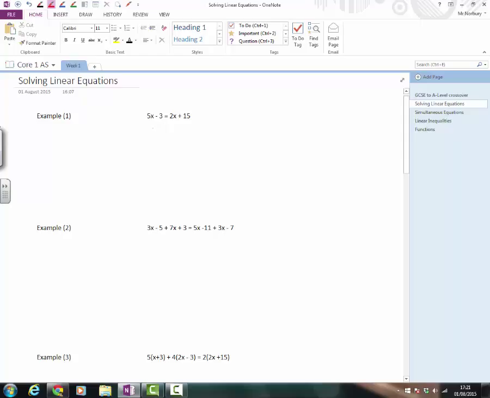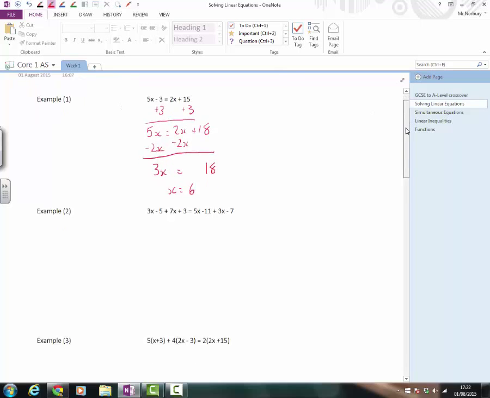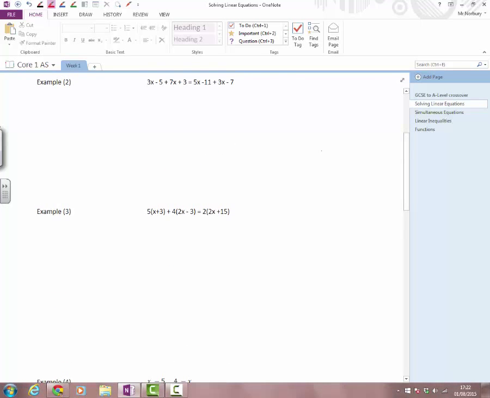Now, the way I've previously done it is I like to add 3 to both sides, so that we're left with 5x equals 2x plus 18, and then I take 2x from both sides, which then leaves me with all my x's on this side and all my numbers on this side. 3 times what makes 18? Well, another way is doing 18 divided by 3, which is 6. So that's the first example done for us. Now let's move on to example 2.